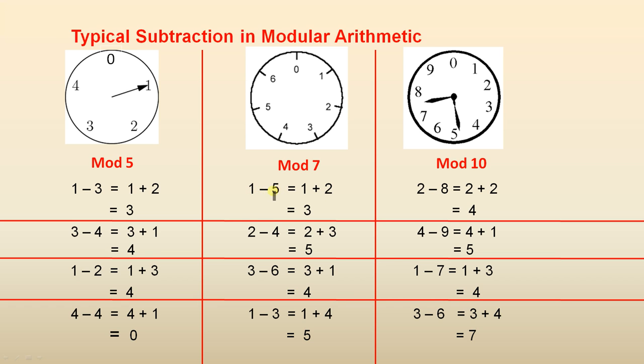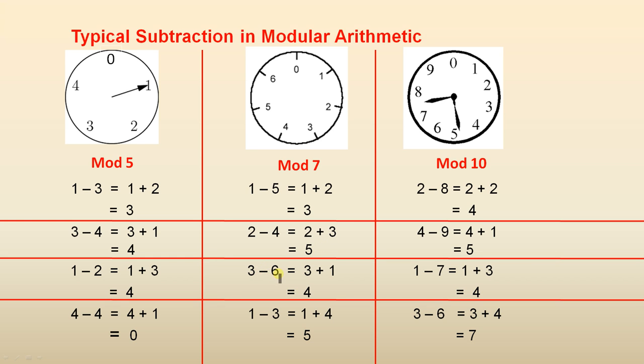1 minus 5 is the same as 1 plus the opposite of 5. The opposite of 5 is 1, 2. So 1 minus 5 is the same as 1 plus 2, and that gives us 3. 2 minus 4 is the same as 2 plus the opposite of 4. The opposite of 4 is 1, 2, 3. So 2 minus 4 is the same as 2 plus 3, and that gives us 5.